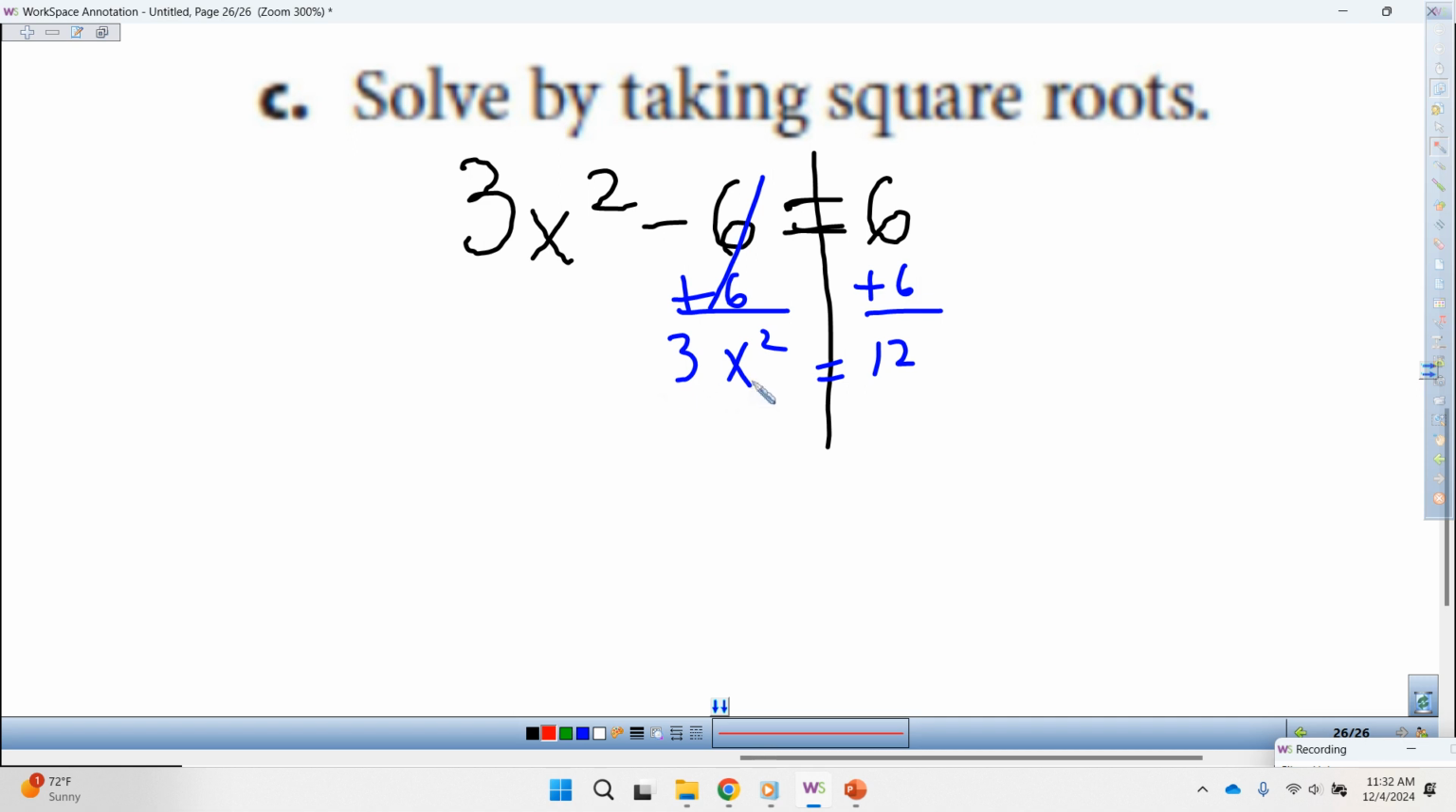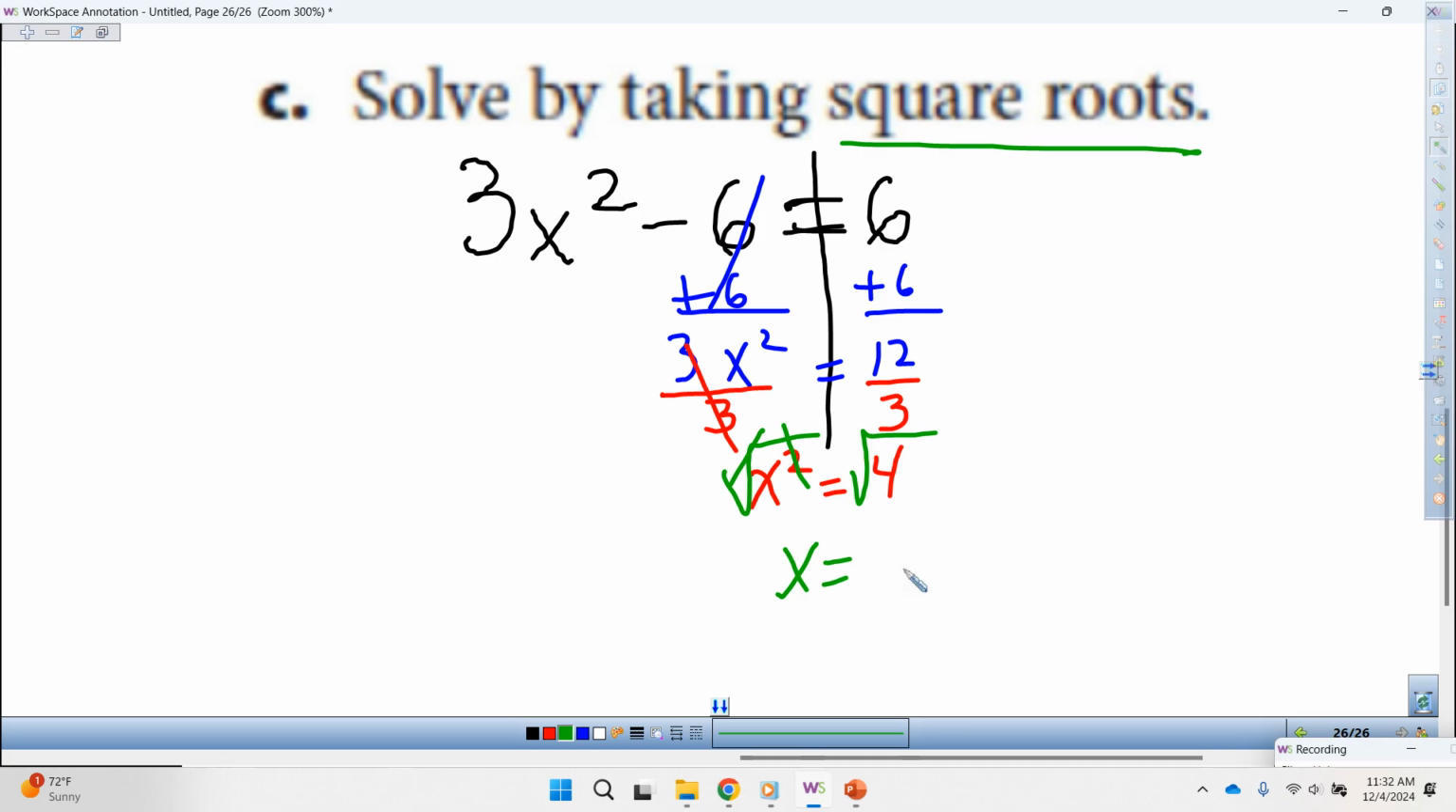We need to leave x by itself. Divide by 3. Divide by 3. X squared equals 4. And since this is called square roots, what do we do at the end? Square root. Square root. X equals plus minus 2.